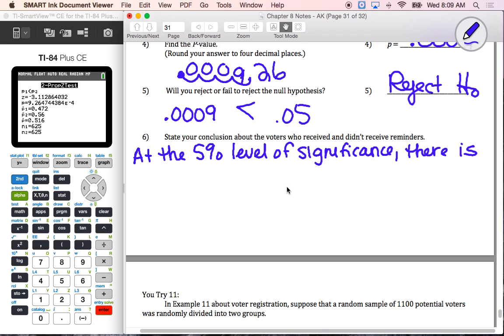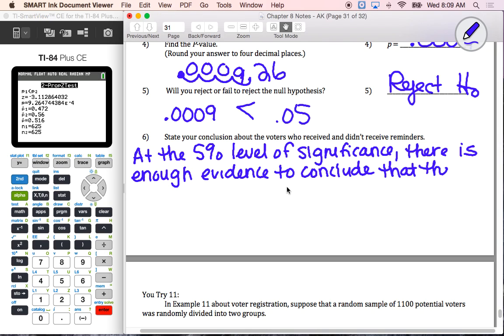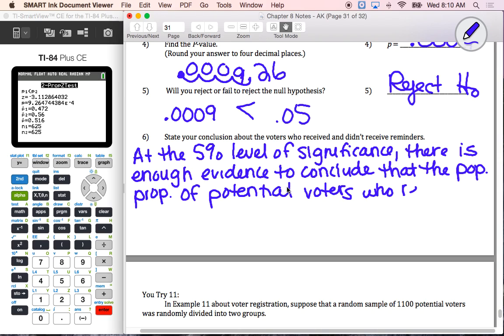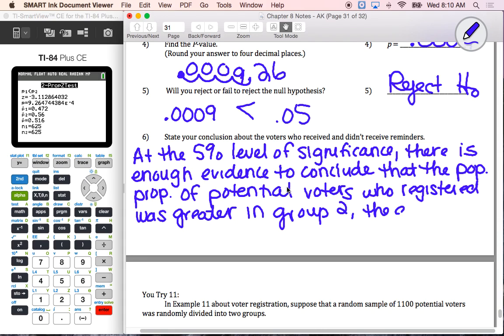So at the 5% level of significance, there is enough evidence to conclude that the population proportion of potential voters who registered was greater in group 2, the group that received the reminders.